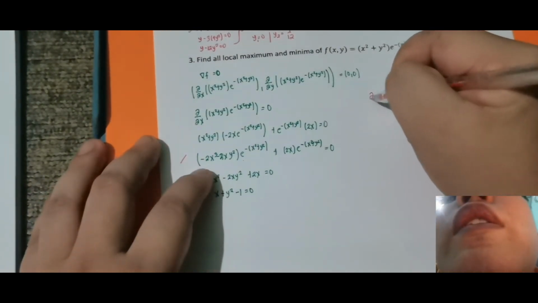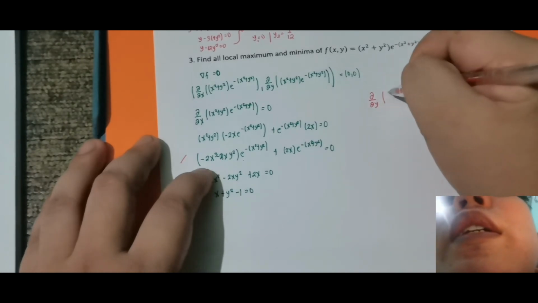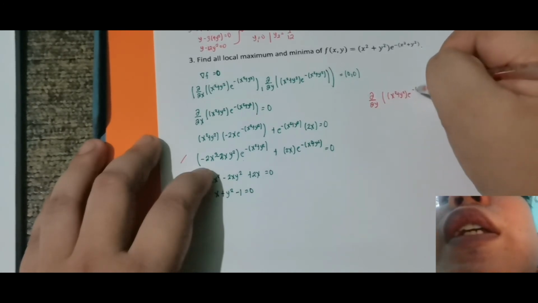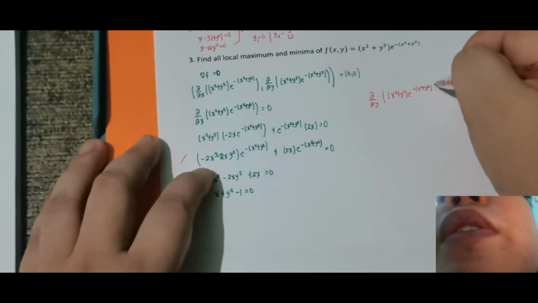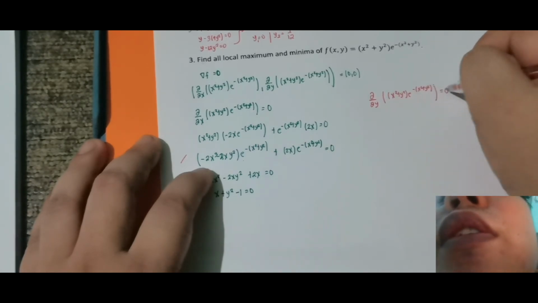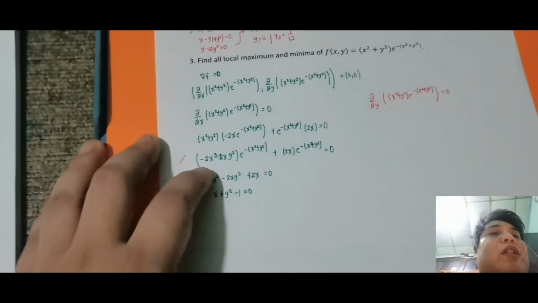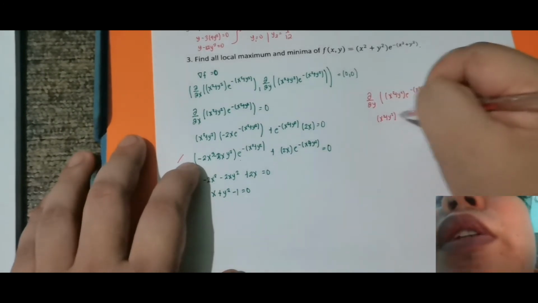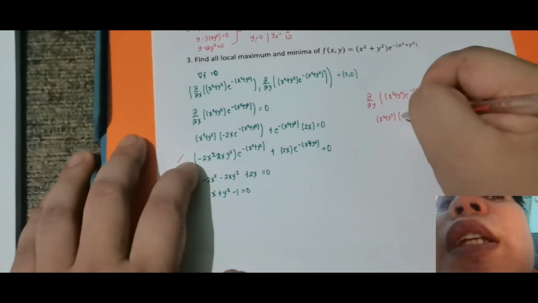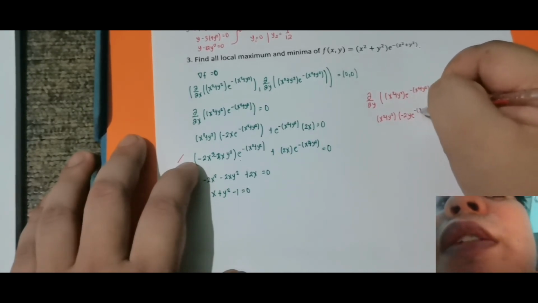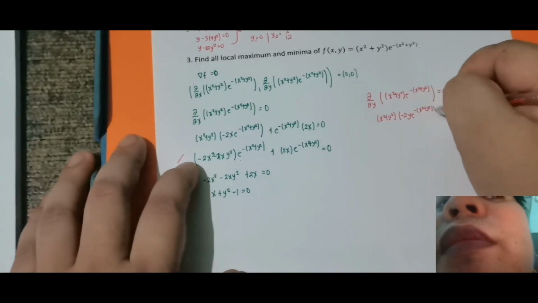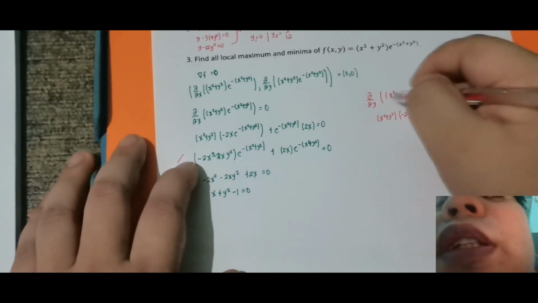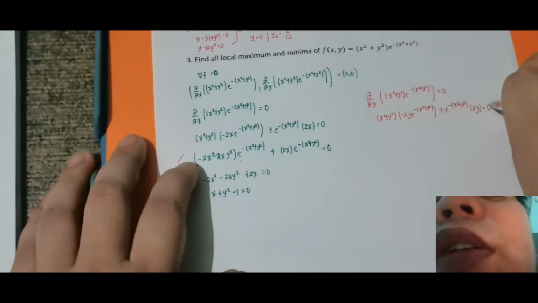This is the partial with respect sa y ng x squared plus y squared e raised to negative x squared plus y squared. Okay, is equal to 0. Okay, so this is just equal. So, siyempre, same order yung mangyayari. So, this is just x squared plus y squared. Then, siyempre, negative 2y naman to. This is just negative 2y e raised to negative x squared plus y squared. Okay, then plus e raised to negative x squared plus y squared. Then, derivative nito is just 2y is equal to 0.